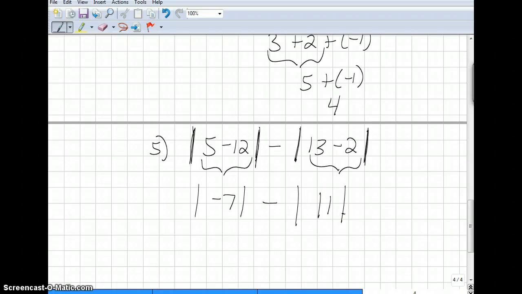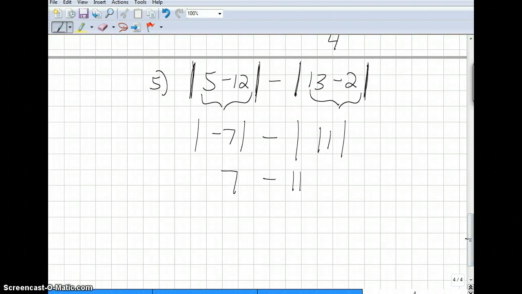Then we do the actual absolute value. So the absolute value of negative 7 is 7. The absolute value of 11 is 11. And remember, again, absolute value is the distance from 0. So negative 7 is 7 units from 0. So that's why it's 7. And positive 11 is 11 units from 0.